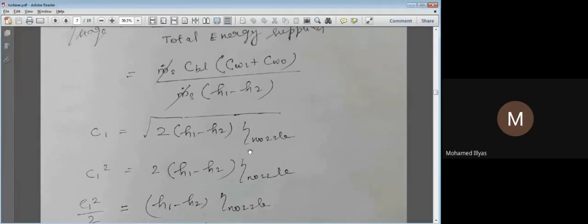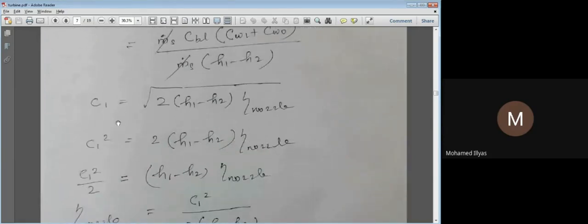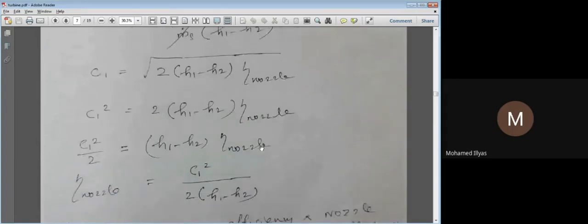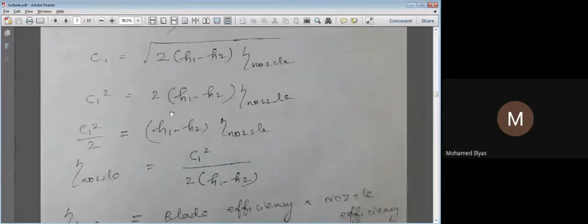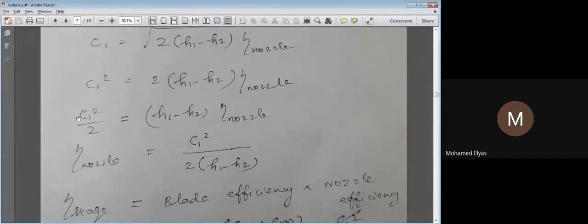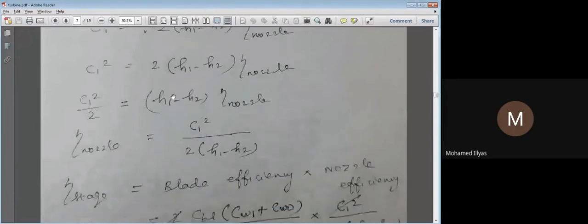So this is the relation from our nozzle: root of 2 into (H1 minus H2) into nozzle efficiency. Here I will square on both sides. So it is C1 square; the square root gets cancelled. I am squaring it, so 2 into (H1 minus H2) into nozzle efficiency. Now I will bring this 2 here and write the rest of the terms on the right hand side: (H1 minus H2) into nozzle efficiency. This is nothing but half V square, kinetic energy. So nozzle efficiency equals C1 square by 2 into (H1 minus H2).